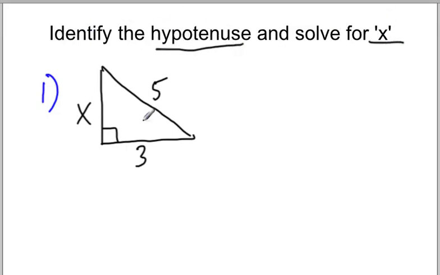Now to identify the hypotenuse is actually really easy. It's always the side that's right across from the right angle. So in other words, here's the right angle right here, and the side right across from it is 5. So the hypotenuse is equal to 5.